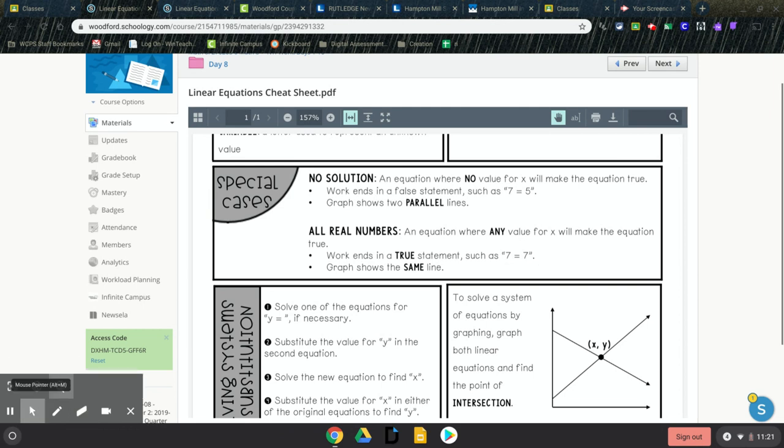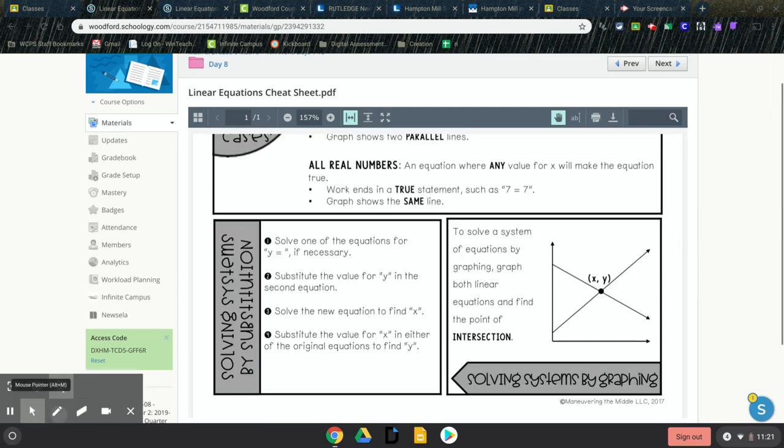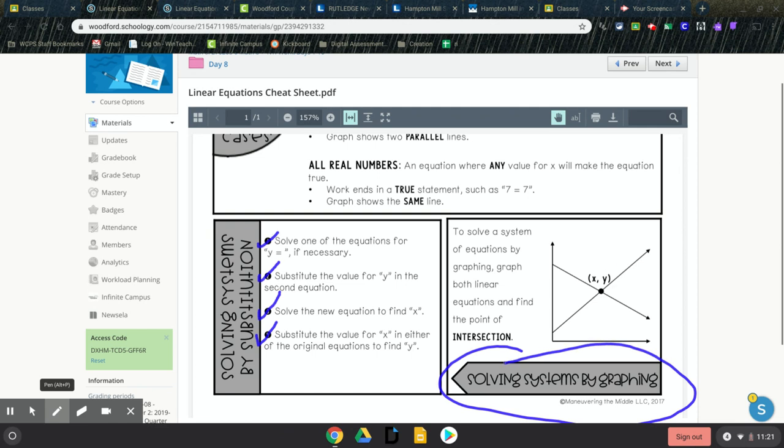Down here, this is just reviewing how we solve by substitution. So here are your steps. Remember, we need one of the equations to be y equals. Then we're going to substitute that value into the second equation. We're going to solve the new equation to find x, and then we're going to substitute that value for x in order to find y. In order to solve by graphing, our solution will be wherever the two lines intersect.